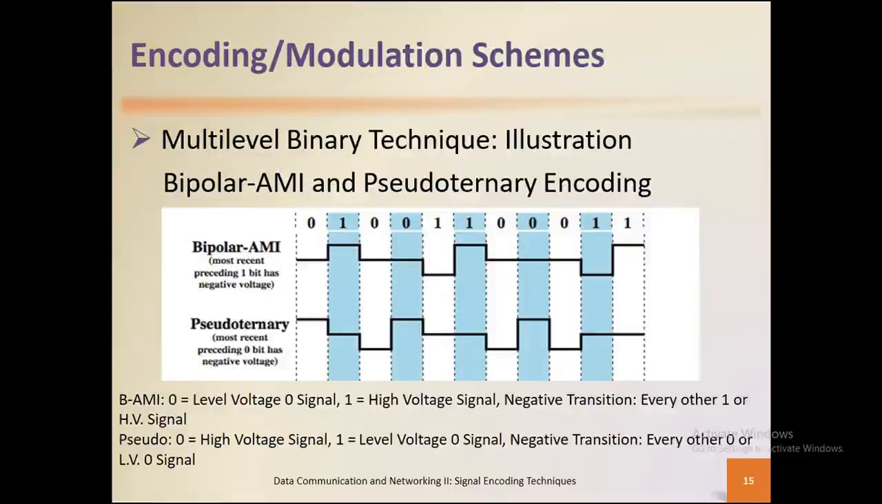Okay? So generally, some questions that you might come across within this multi-level binary technique are: which of the encoding techniques adapts the three voltage levels?